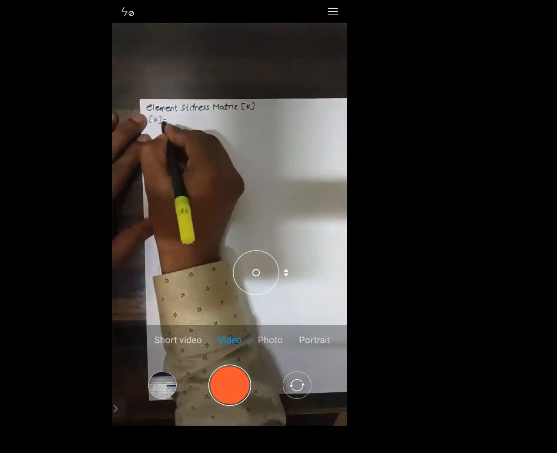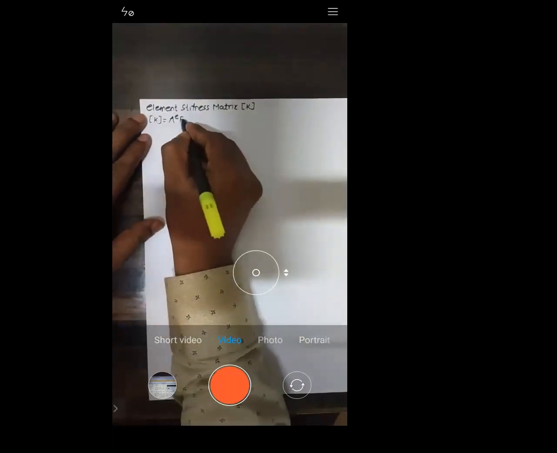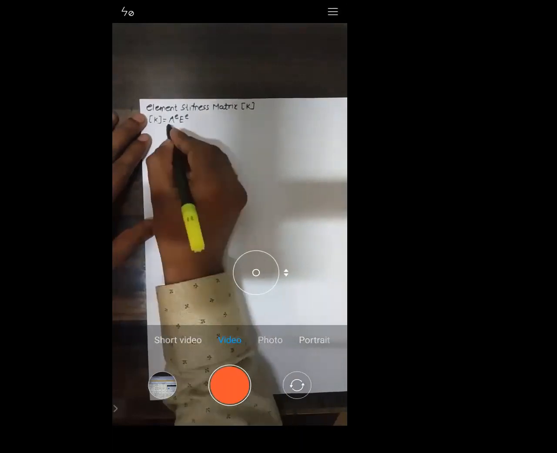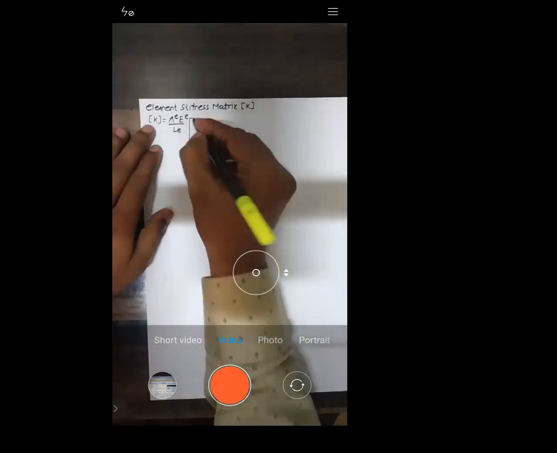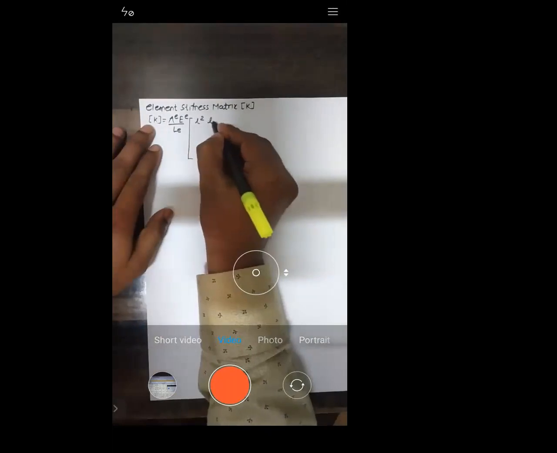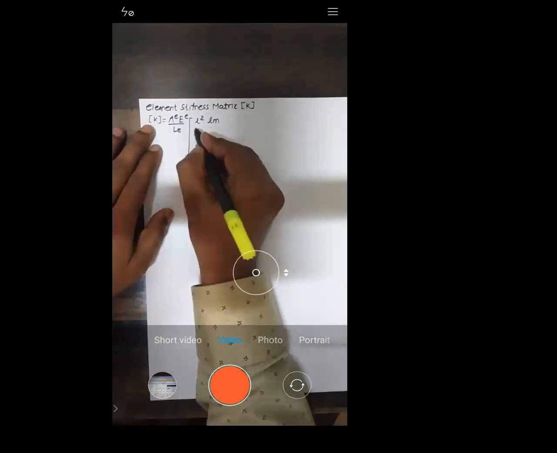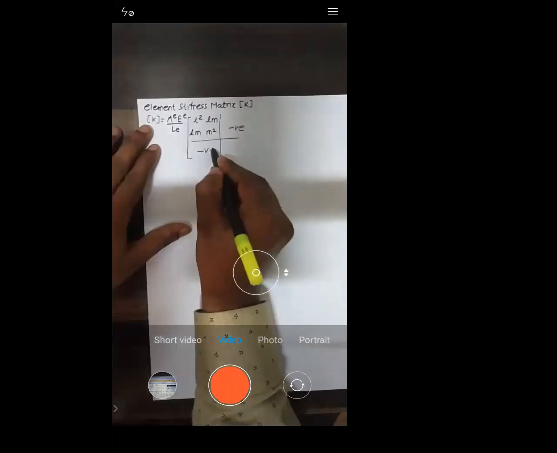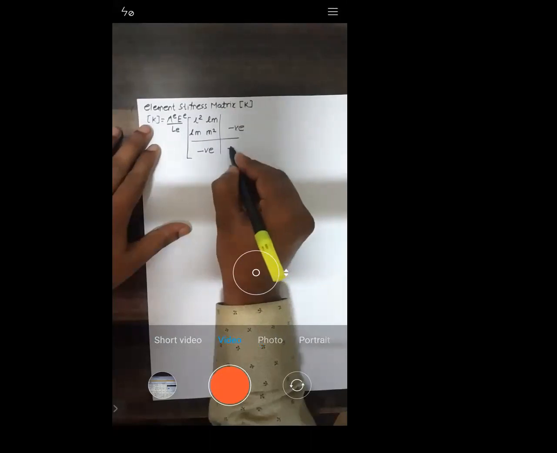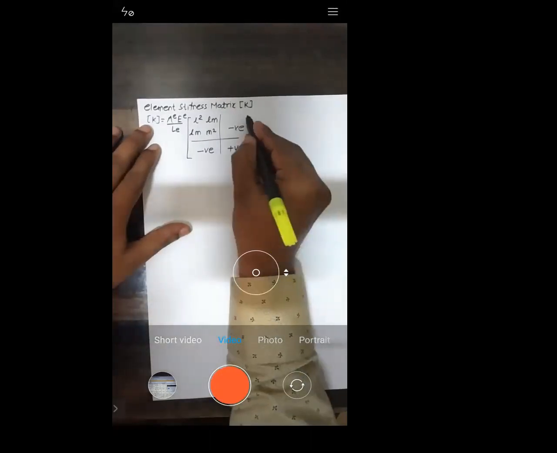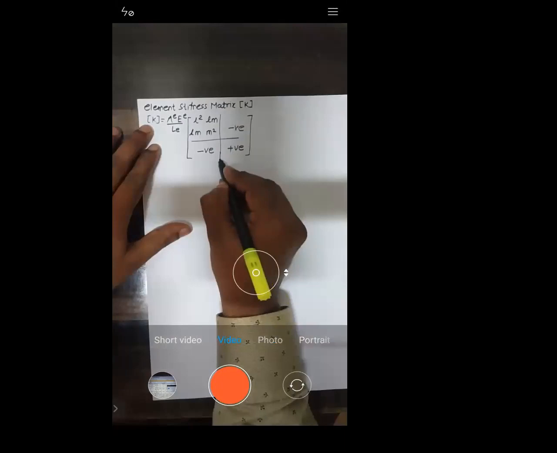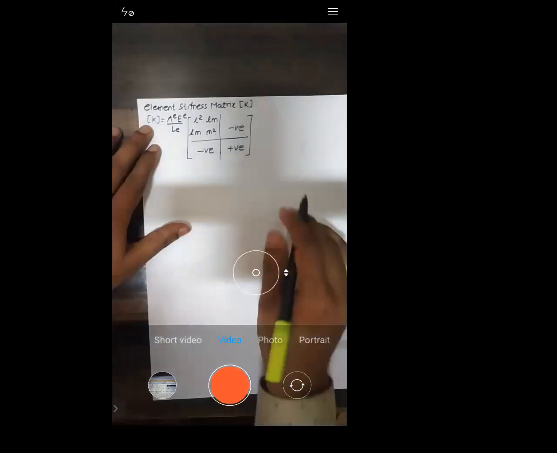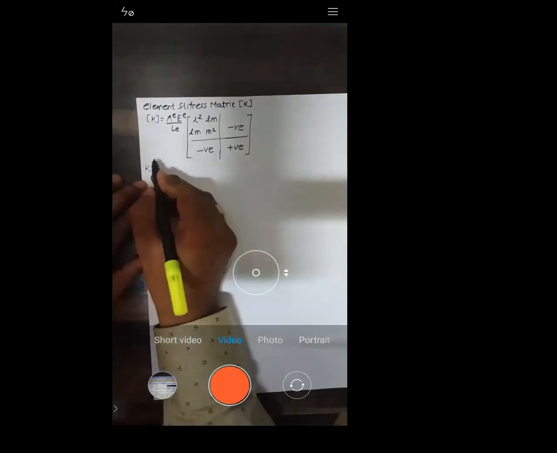EA by length of the element into L square, LM, M square. Is it okay or not? On this side you have negative value, on this side you have negative value, and on this side you have positive value. Is it okay? Now write down the stiffness matrix for element number 1.